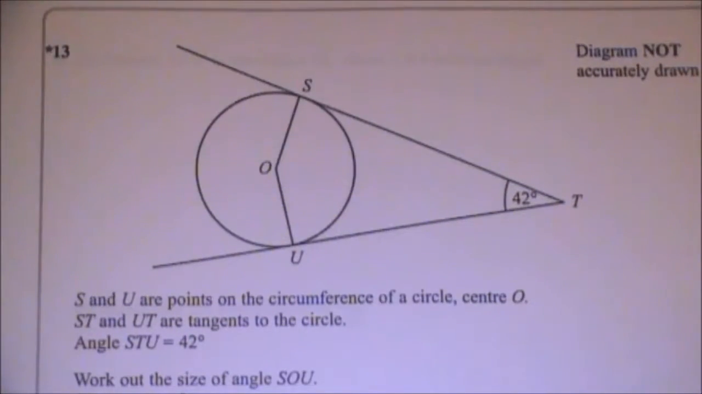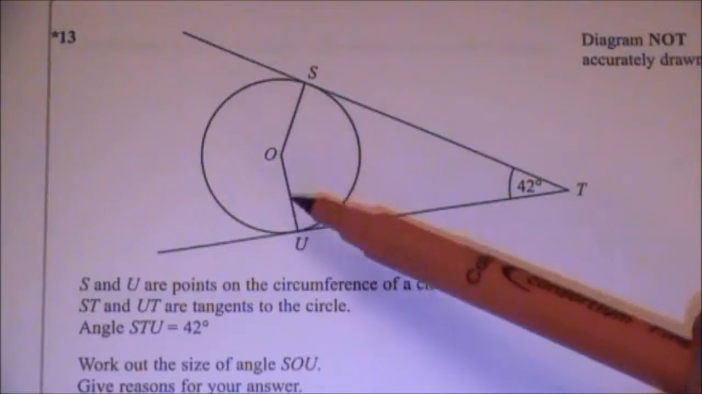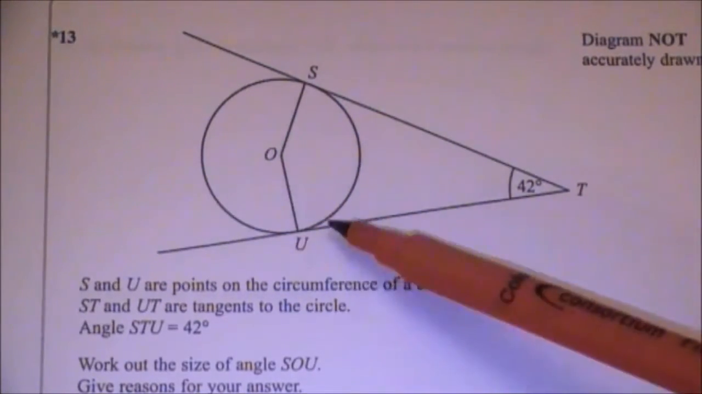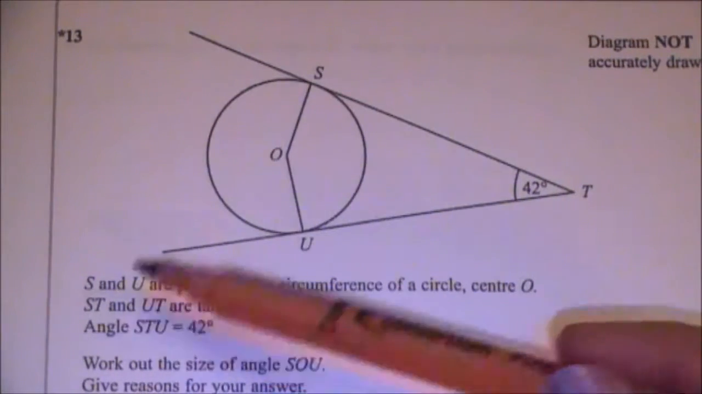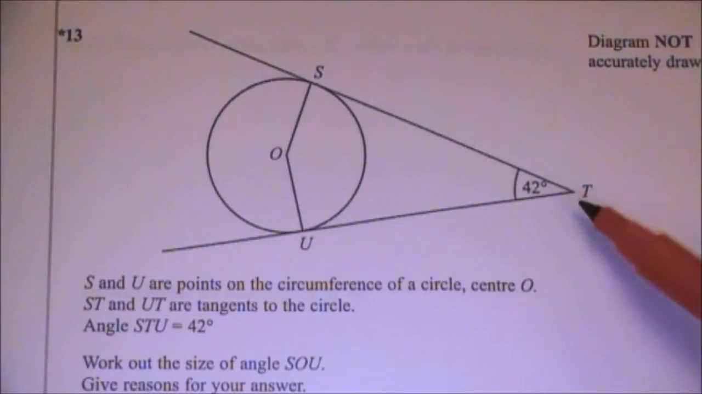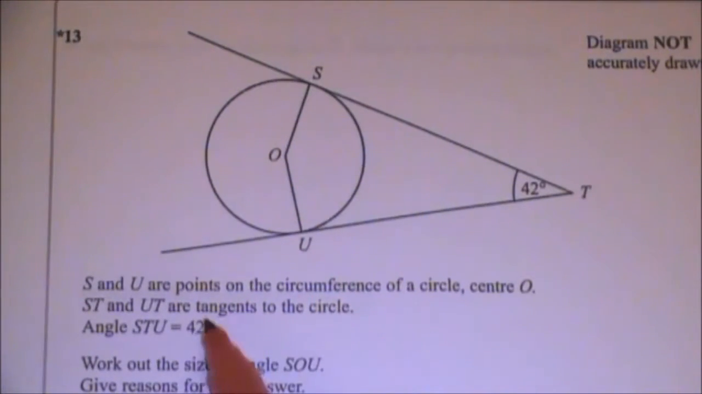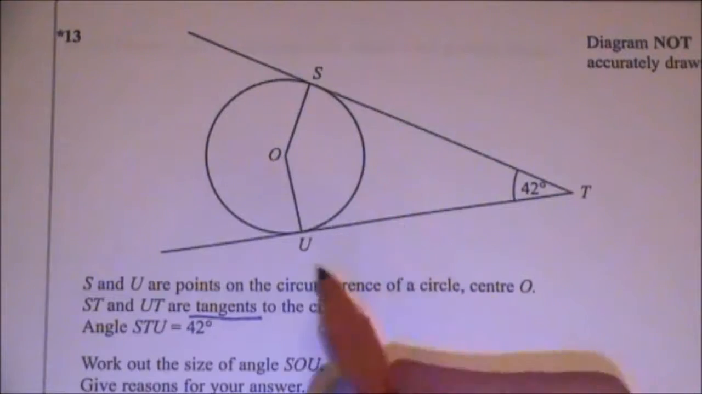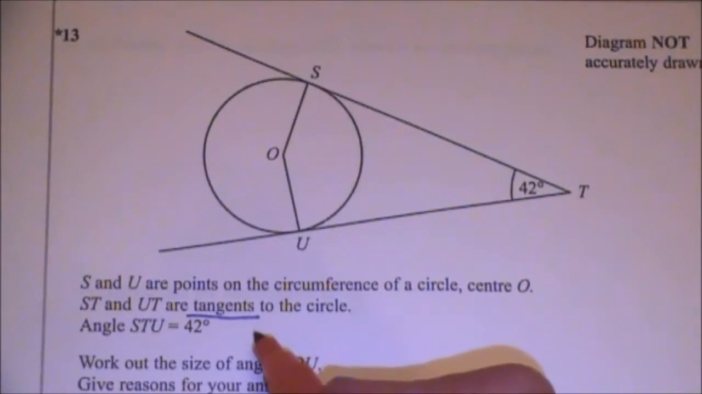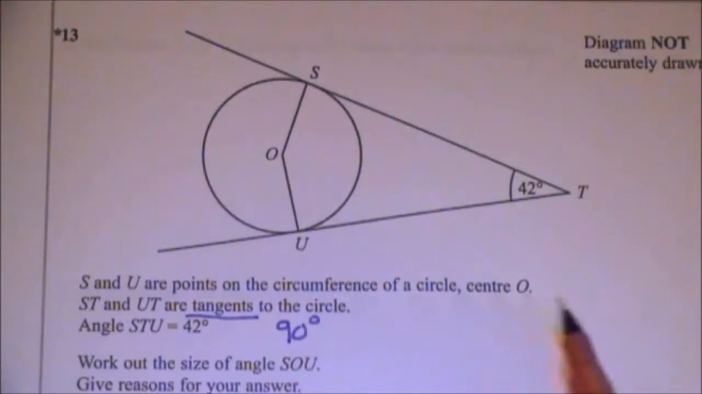Question 13 is a circle theorem question. S and U are points on the circumference of a circle that has a centre of O. ST and UT are tangents to the circle. I've seen that word tangent, and even though I don't know what they're asking me to find, I'm thinking, and so should you be, a tangent, that's got something to do with 90 degrees.